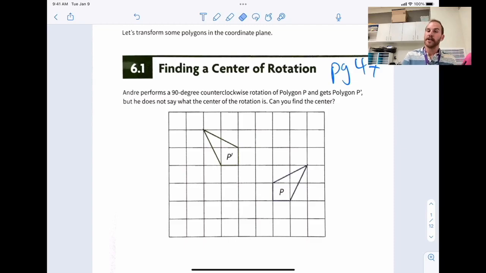All right, so go ahead and pause this video. Take about, however long you need to find the center of rotation. But make sure, right, that center of rotation has to be the same distance from all points in polygon P and polygon P prime. Okay? Go ahead and pause the video. Give it a shot.